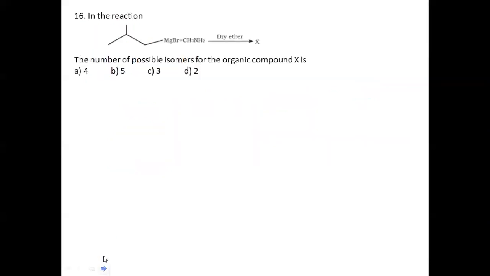Then question number 16. In the reaction, you can observe the reaction here. Let me consider the IUPAC name of this compound. If this is the functional group, then carbon numbering starts from here. So 2-methylpropyl magnesium bromide, or isobutyl magnesium bromide, on treating with CH3NH2, that is a primary amine, in presence of dry ether gives X. The number of possible isomers for the organic compound X is.